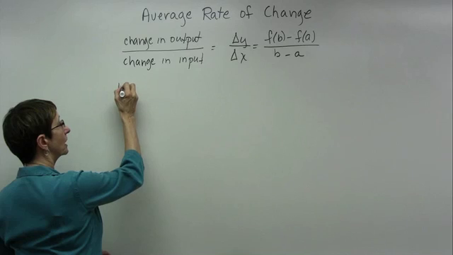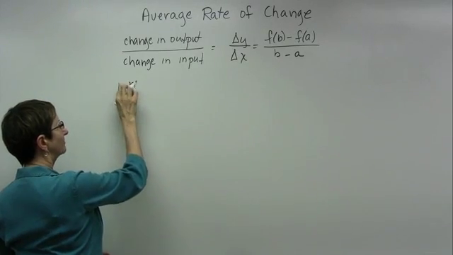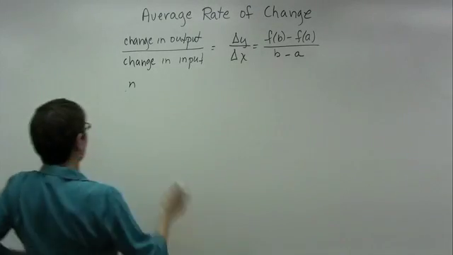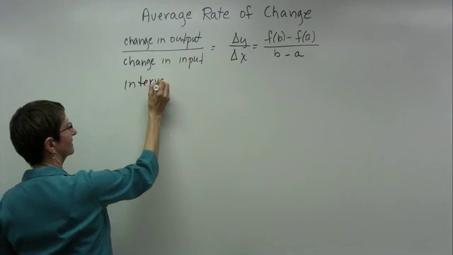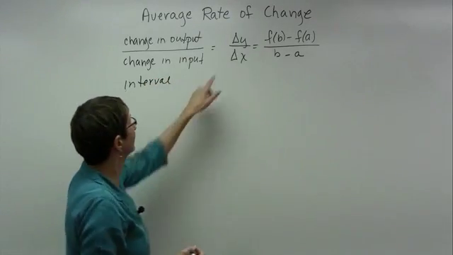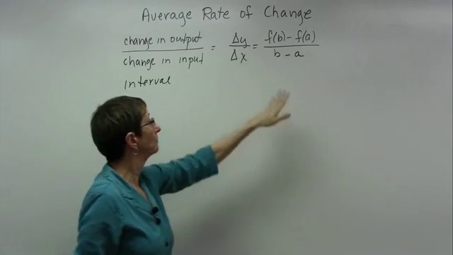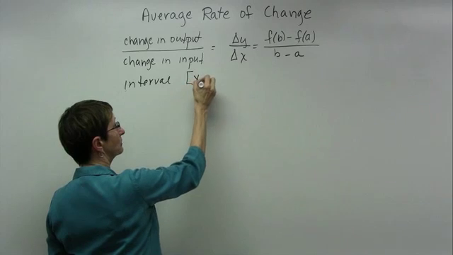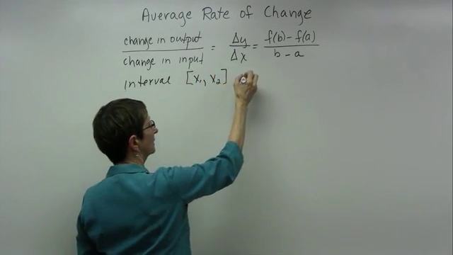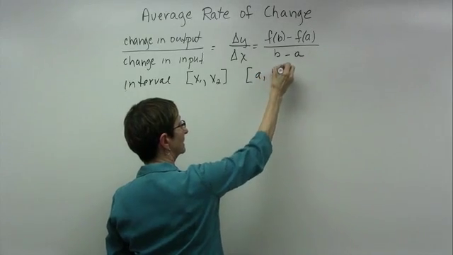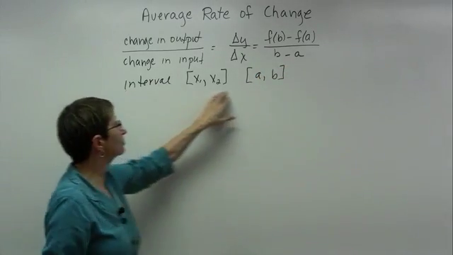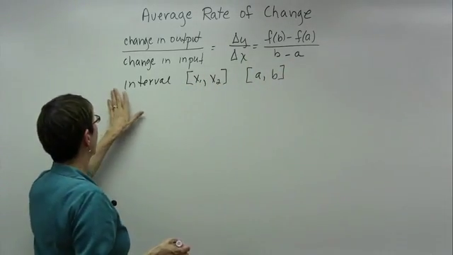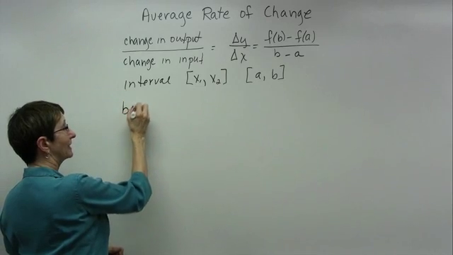So that average rate of change is over an interval. Sometimes if it's x's, it's from x1 to x2. In this notation, it's from a to b. Often your intervals are written in interval notation, x1 to x2, or a to b. Those are the x values, and that's always what goes in the denominator. Sometimes it's called between 2 points.